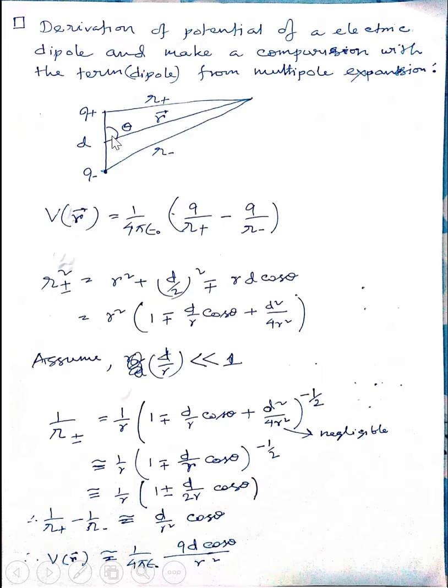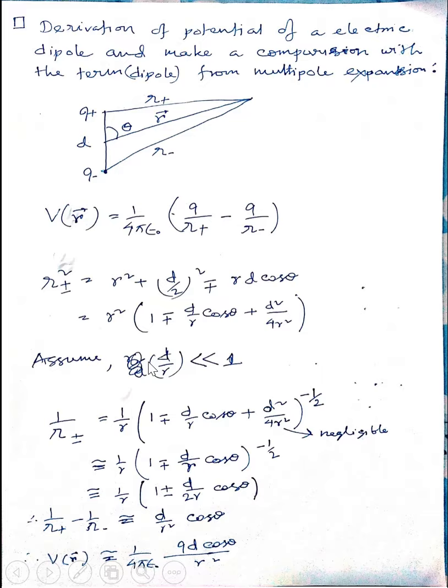And if I simplify this curly r plus minus, it's simple; you have already done this type of expansion in vector analysis, right? So if theta is the angle between this d by 2 and r, easily you can find these curly r's. So this is a simplification.